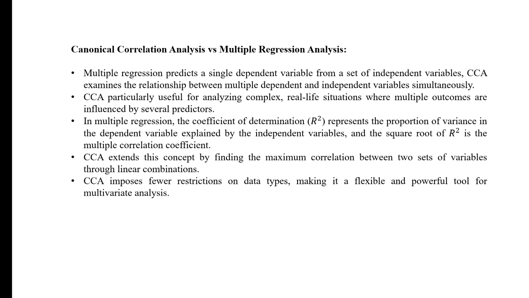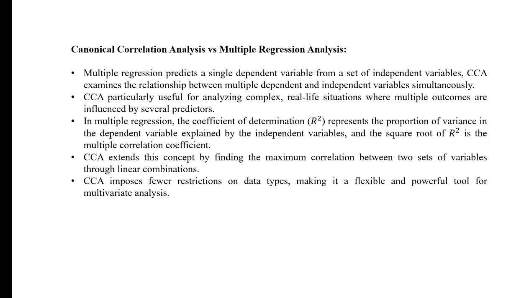In the next slide, we can see canonical correlation analysis versus multiple regression analysis. Multiple regression predicts a single dependent variable from a set of independent variables, while CCA examines the relationship between multiple dependent and independent variables simultaneously. CCA is particularly useful for analyzing complex real-life situations where multiple outcomes are influenced by several predictors.